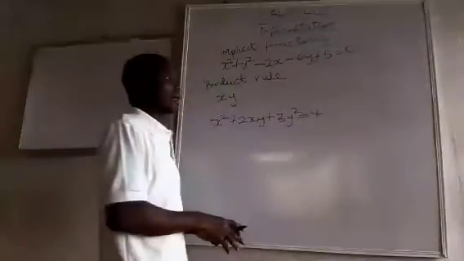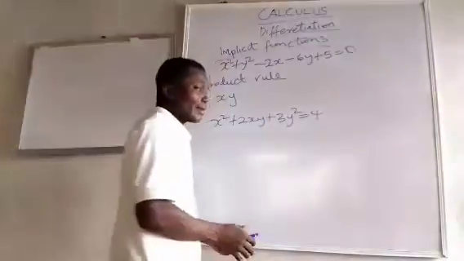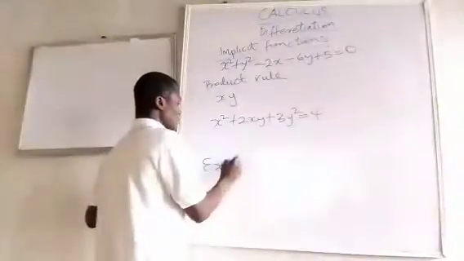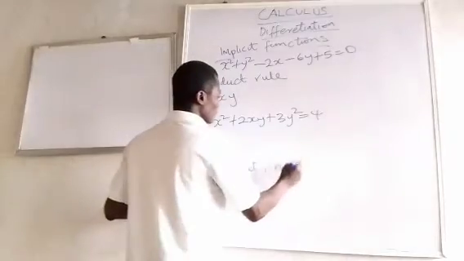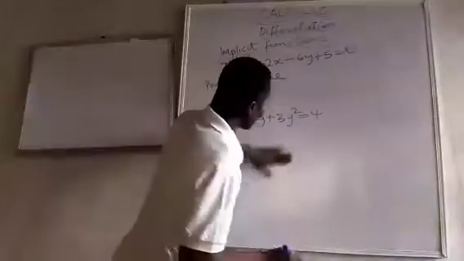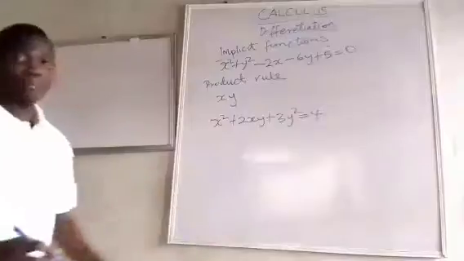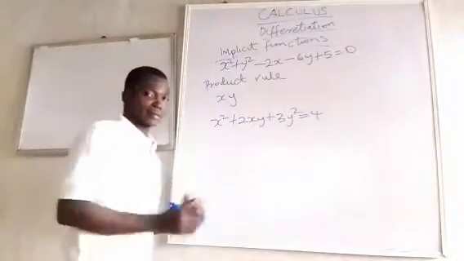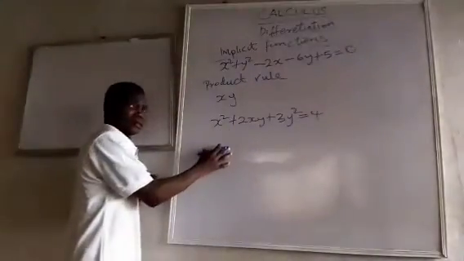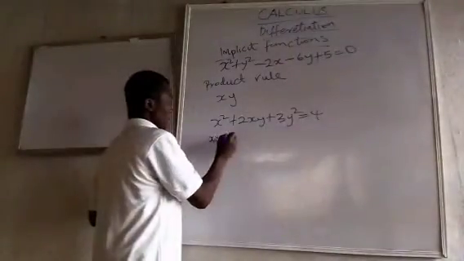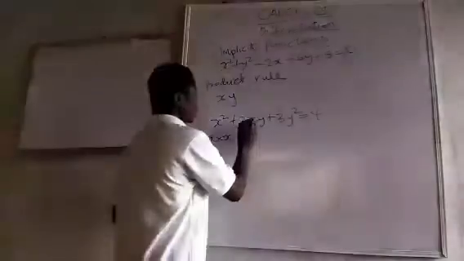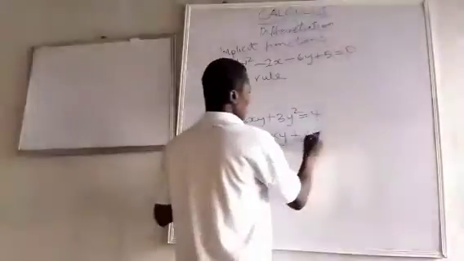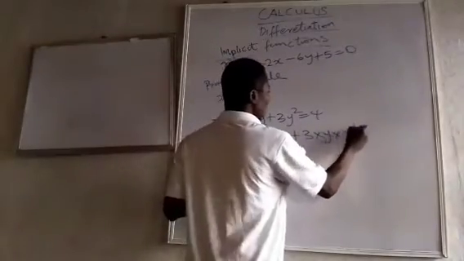But the ones that you can easily make y the subject of the formula and then differentiate easily are referred to as explicit function. So since we have this situation now, we apply the product rule, and it makes the job very easy. Now let's quickly look at this. x squared is x times x. This one is 2 times x times y. This one is 3 times y times y.